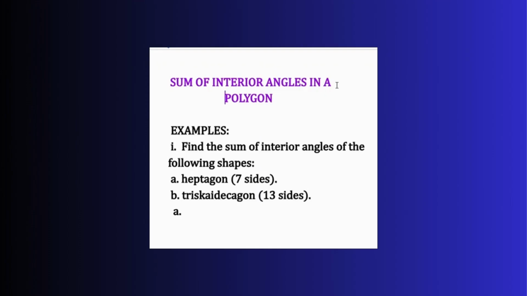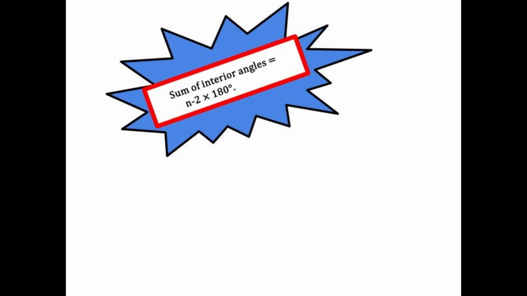If one wants to find the sum of the interior angles in any polygon, what is the fastest method to use? Look at it. Catch this.